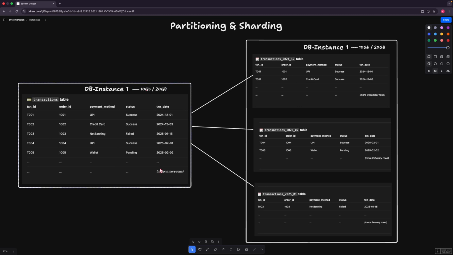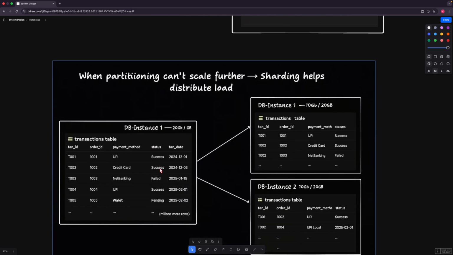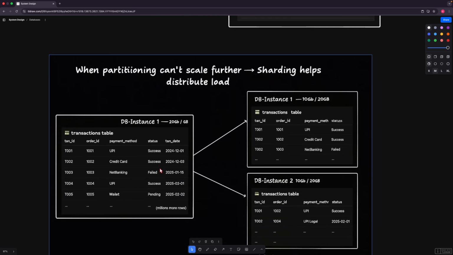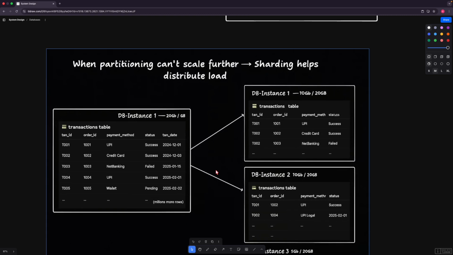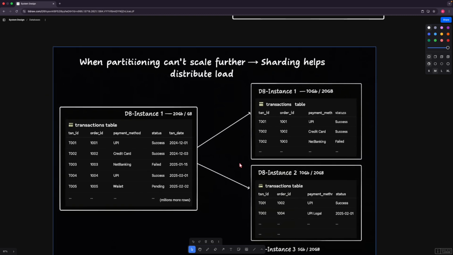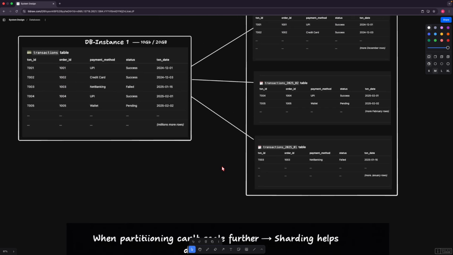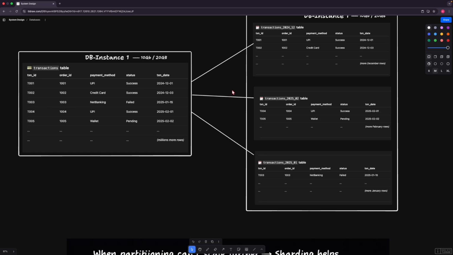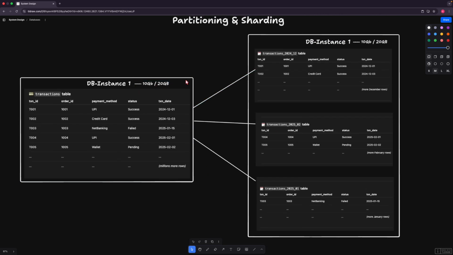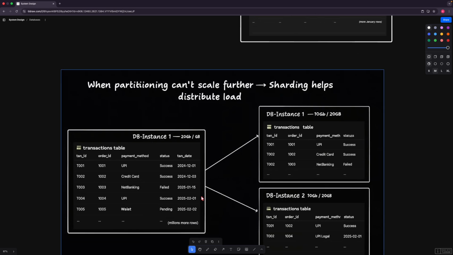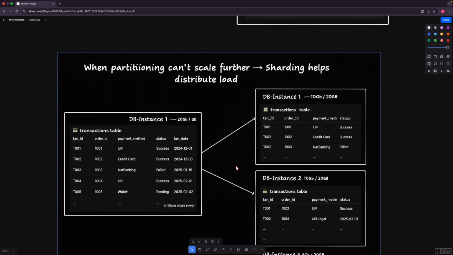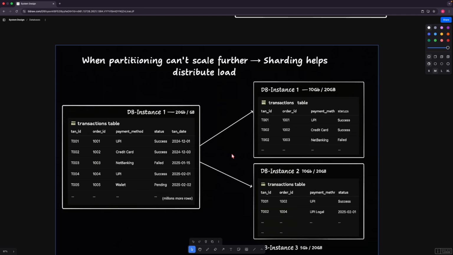In sharding, we create another instance of a database of the same size or whatever we need, and then we transfer some amount of data, or divide the existing data, into two different database instances. That is the core difference between partitioning and sharding. In partitioning, we were dividing the table into different tables within the same database instance, but in sharding, we are altogether creating a separate database instance, and over there we are dividing the data.